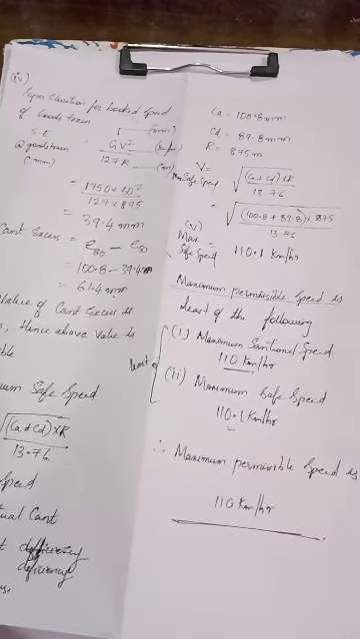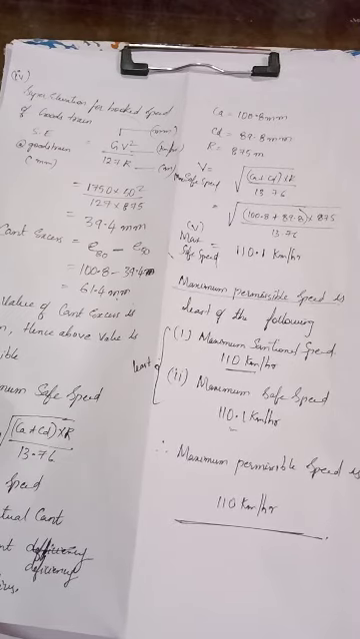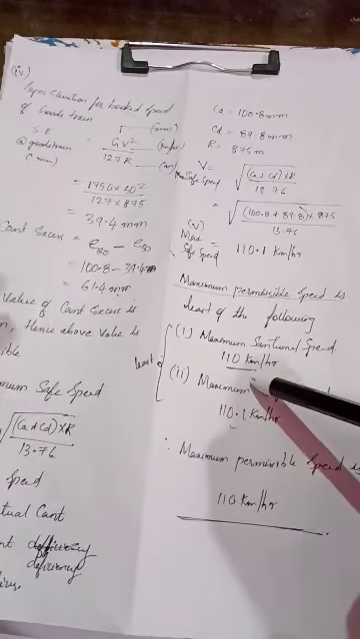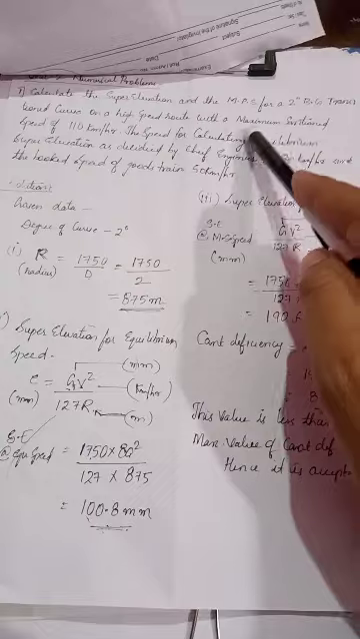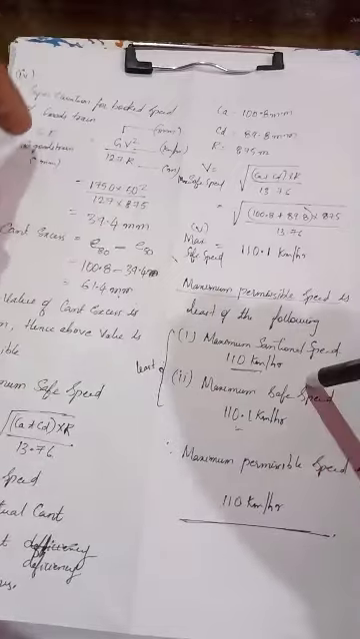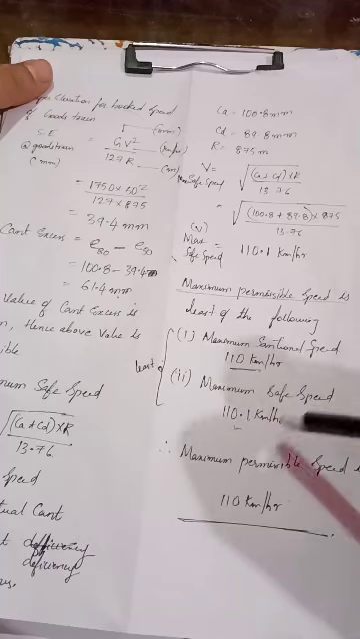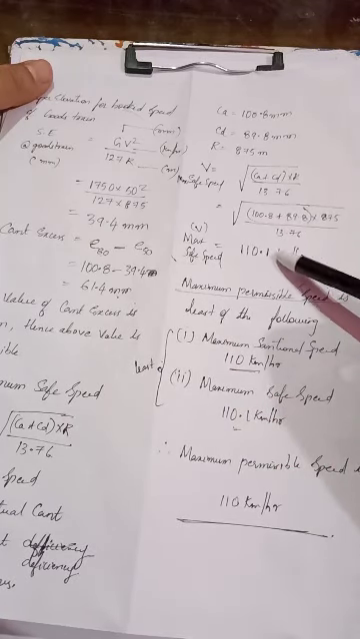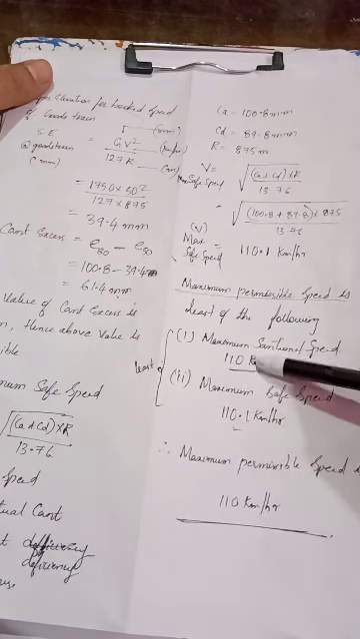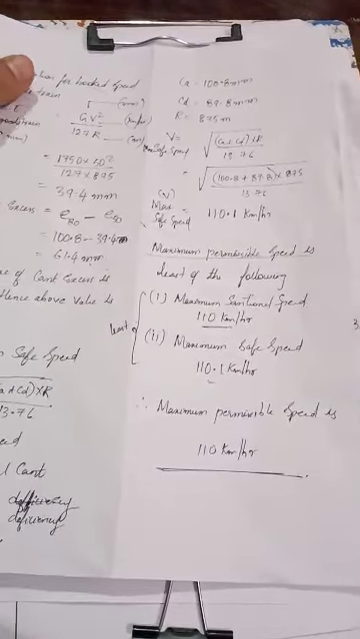As we know, the maximum permissible speed is the least of the two, that is, the maximum sanctioned speed and the maximum safe speed. The maximum sanctioned speed we get from the question. In the question it is already given that the maximum sanctioned speed is 110 km/h. The maximum safe speed we got from this formula, 110.1 km/h. The least value of 110 and 110.1 is 110 km/h. Therefore, the maximum permissible speed is 110 km/h.